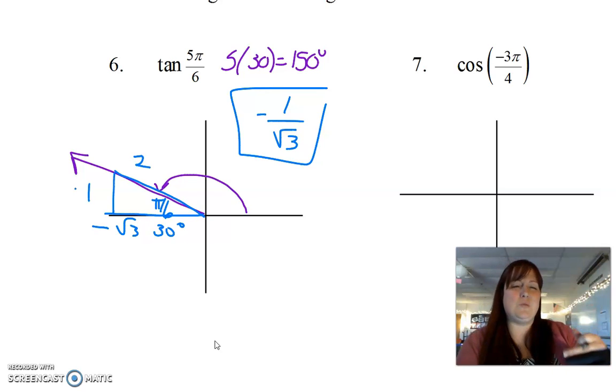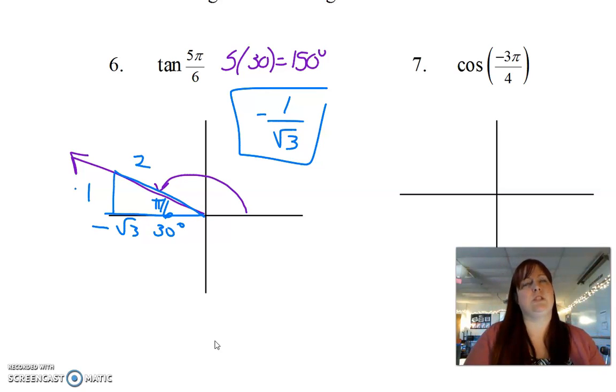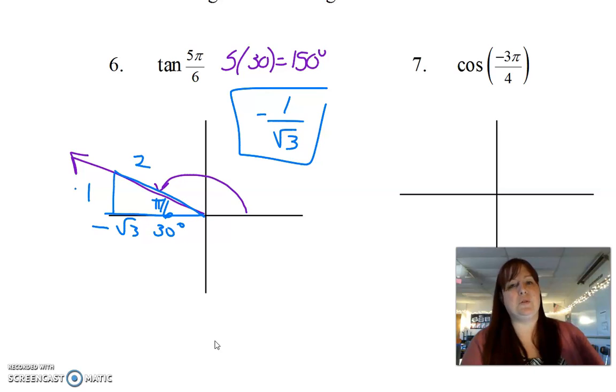And we can put the negative with the root 3. I just hate putting negatives in the denominator. It's not really kosher, I guess. We don't do that. So it doesn't really matter where you put the negative. With the 1, with the root 3, outside, it's all the same.